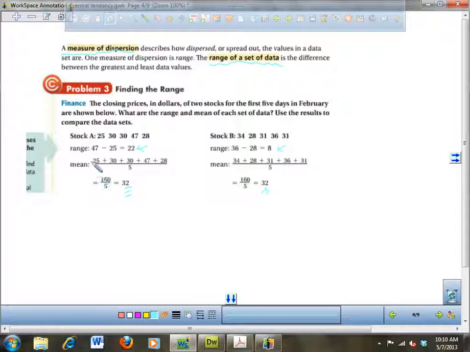So which stock bounces around more if I were looking at stocks? Which one bounces around more?